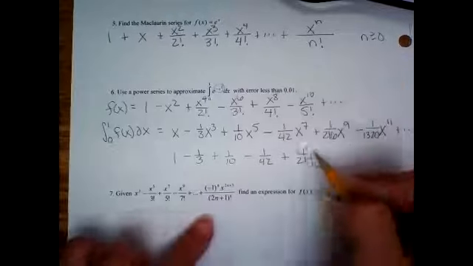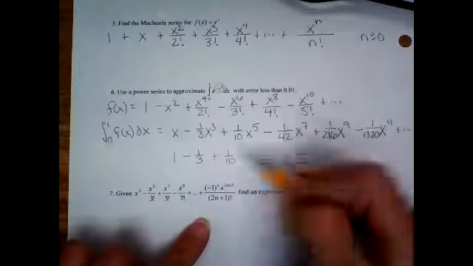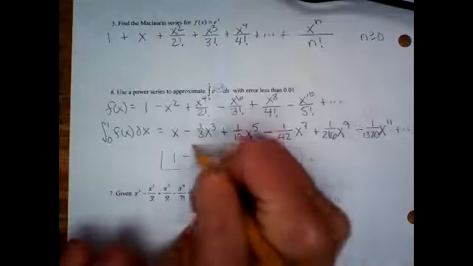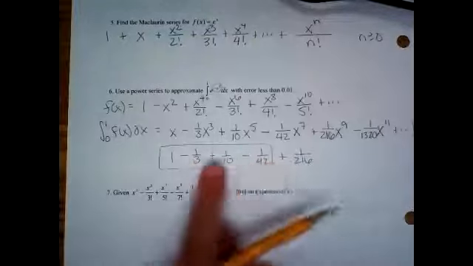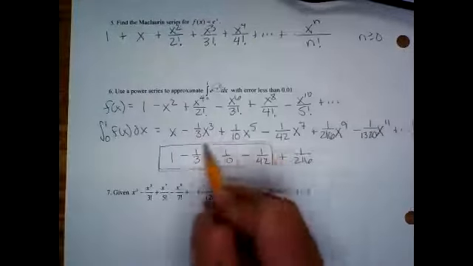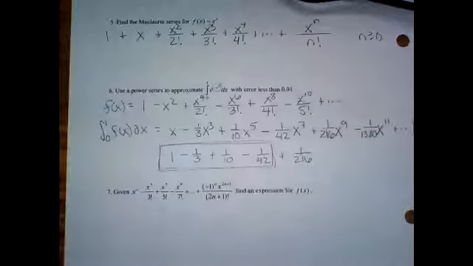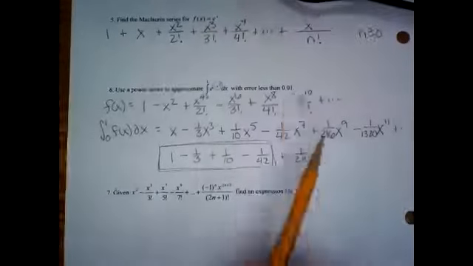So that's our error. That's the n plus oneth term. So this is our answer. Remember, the next term needs to be smaller than that. So whatever that would be as a decimal would be our answer. You keep going until the n plus oneth term would be less than that error.